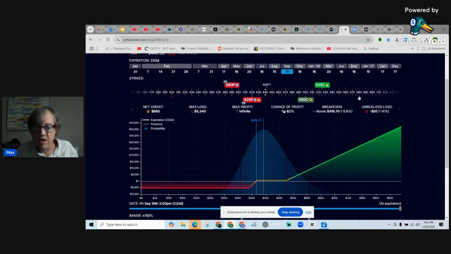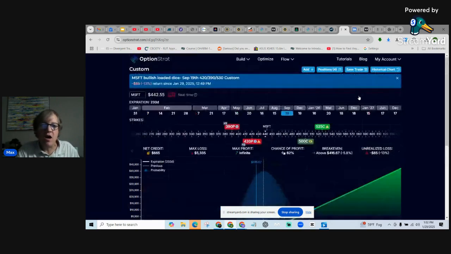So this is a three-legged bullish risk reversal, but I just showed you a four-legged risk reversal that's less bullish. I need to think of a name for it. It looks like a top hat or something, or people have named that trade before. But that's an interesting trade too. All right.